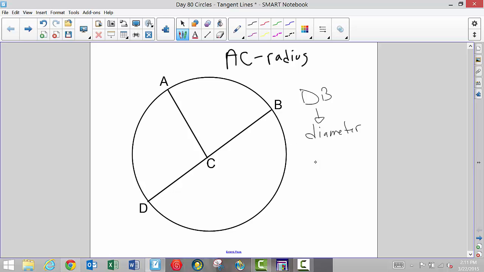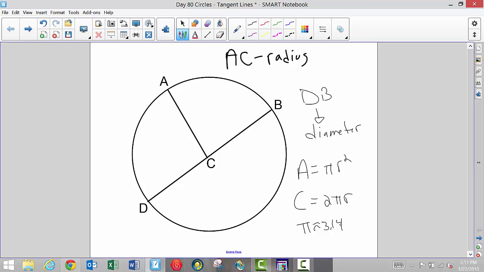And then you should also know your formulas for area of a circle. Area equals pi r squared. And the circumference, which is the distance around a circle, is equal to 2 pi r, where pi is approximately 3.14. This is stuff that you should already know.